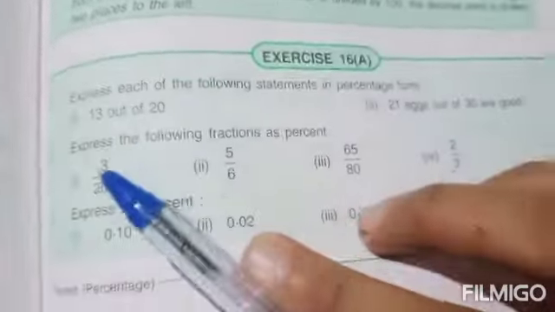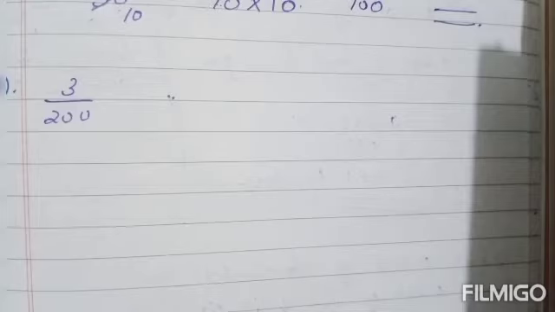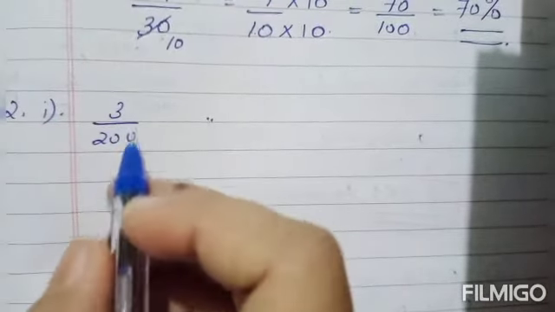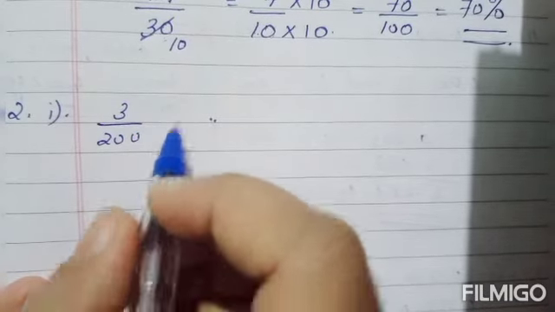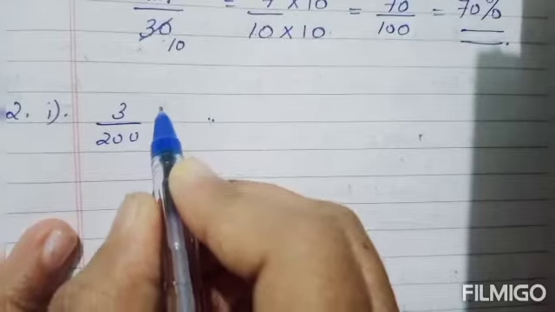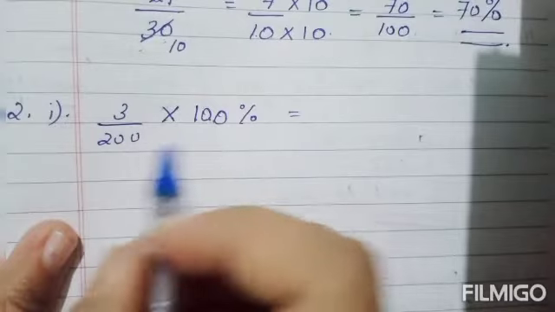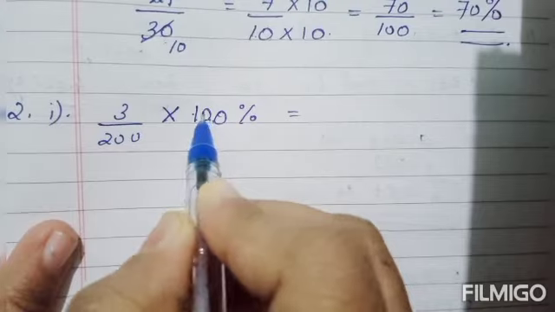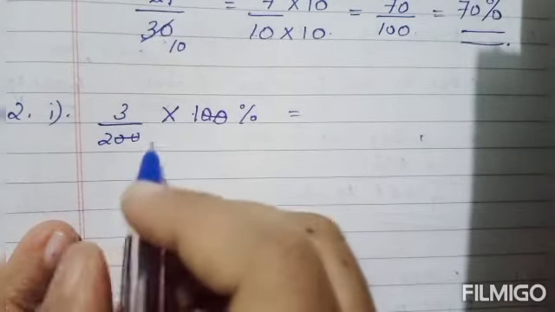Okay, so exercise 16a, second question, express the following fractions as percent. First question, 3 by 200. So this fraction you have to express as percent. So what to do? Just multiply the given fraction by 100%. By 100 you have to multiply. So here you can see 100 has 2 zeros, 200 has 2 zeros, you can cancel. So what will you get?